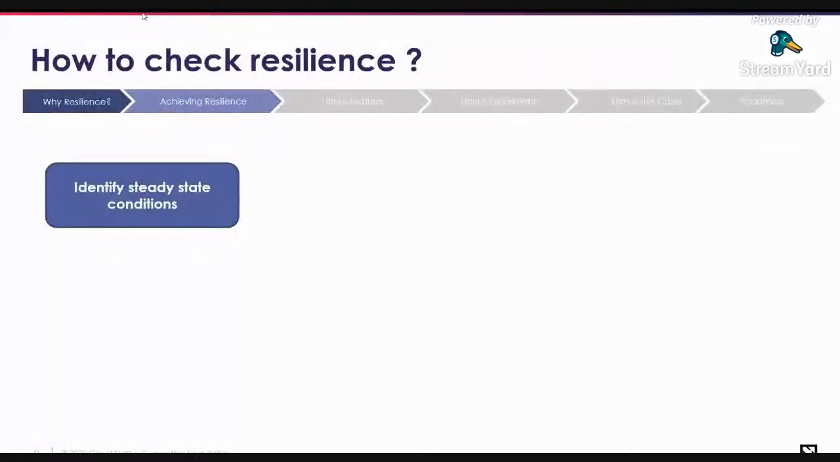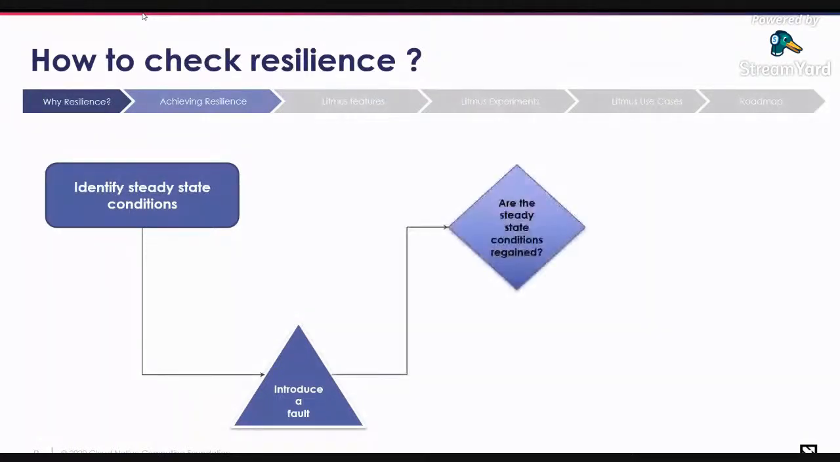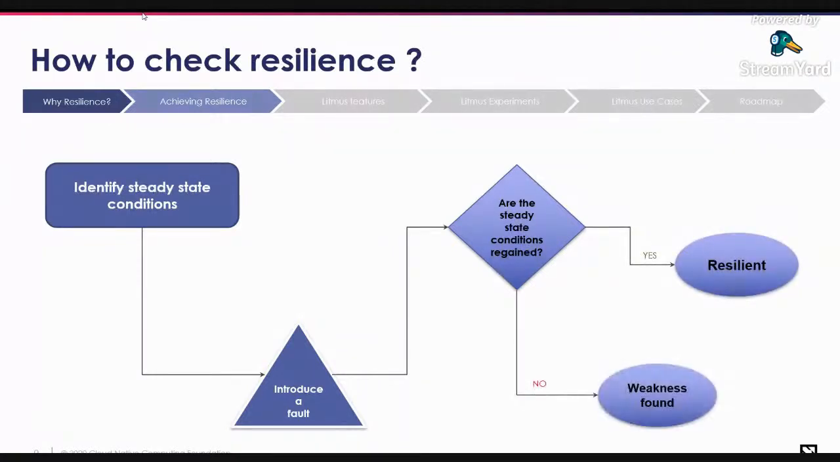Obviously, the first stage here is to identify the steady state conditions, and then you introduce a fault. And why do you introduce a fault? So that you can check whether you are able to actually gain back the steady state condition once a fault is introduced. Is the system still stable? If yes, obviously the system is resilient, and if no, you find a weakness. And that's the basic agenda of chaos engineering: finding the weakness in a system.